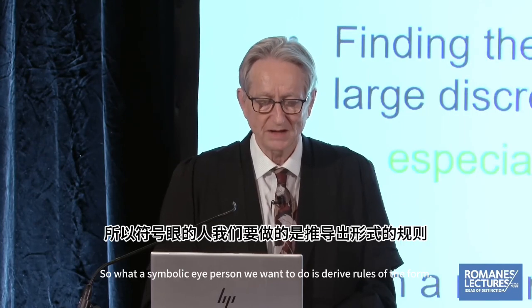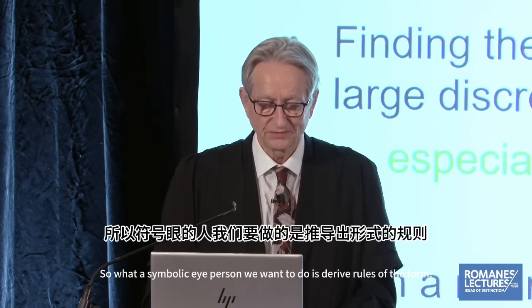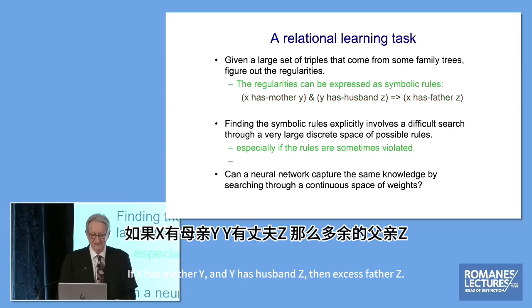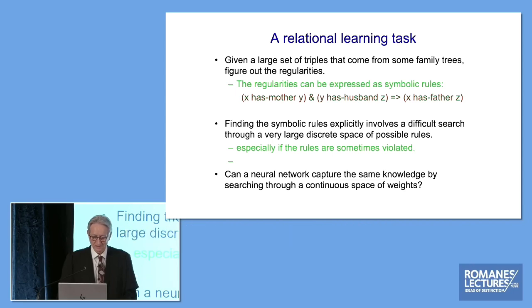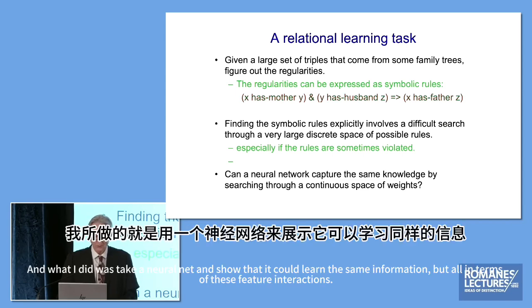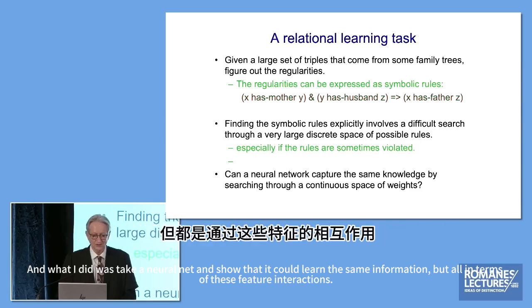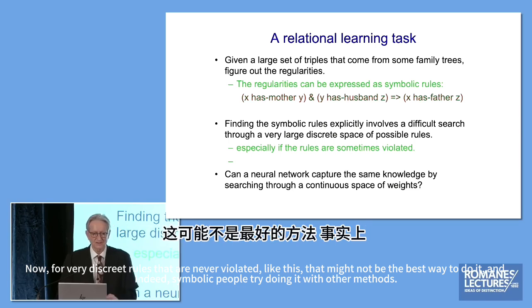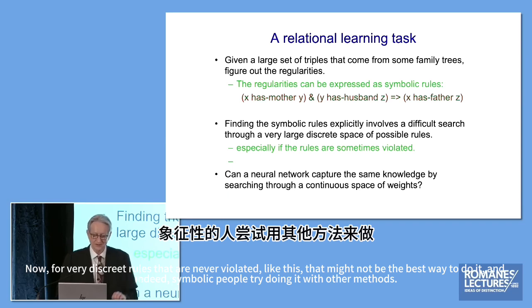So what a symbolic AI person will want to do is derive rules of the form: if X has mother Y and Y has husband Z, then X has father Z. And what I did was take a neural net and show that it could learn the same information, but all in terms of these feature interactions. Now, for very discrete rules that are never violated like this, that might not be the best way to do it. And indeed, symbolic people try doing it with other methods.